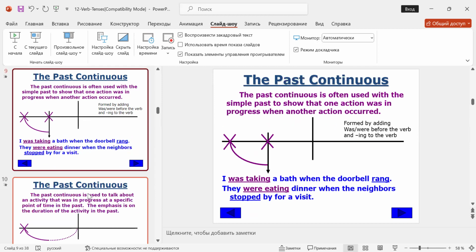And now, past continuous. The past continuous is often used with the simple past to show that one action was in progress when another action occurred. For example, I was taking a bus when the doorbell rang. They were eating dinner when the neighbors stopped by for a visit.